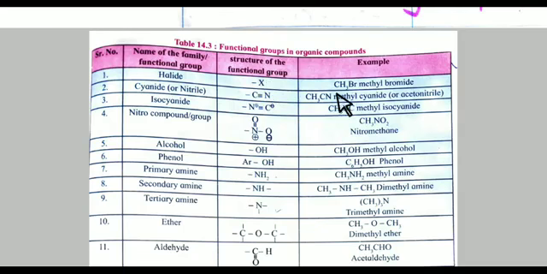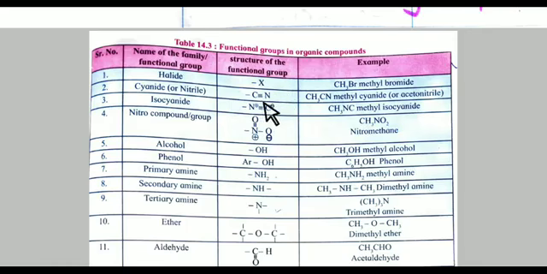Just see the example, CH3Br. CH3 is the alkyl group and the name of this alkyl group is methyl, meaning CH3 belongs to the alkyl family. CH3Br means methyl bromide. Similarly, the second functional group is cyanide or nitrile. Cyanide is shown by C triple bond N, meaning between carbon and nitrogen there are 3 bonds, and you can write it simply as CN.